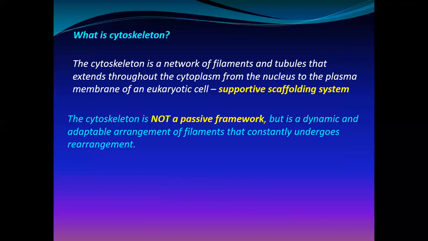What is cytoskeleton? If somebody asks you, the cytoskeleton is a network of filaments and tubules that extend through the cytoplasm from the nucleus to the plasma membrane of a eukaryotic cell. So it is from the nucleus to the plasma membrane and extensively distributed inside the cytoplasm, right? And this is a supportive scaffolding system.